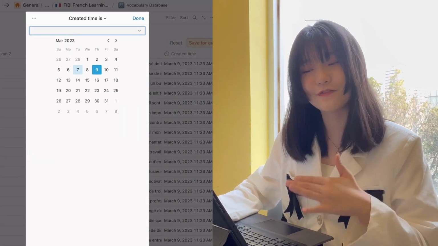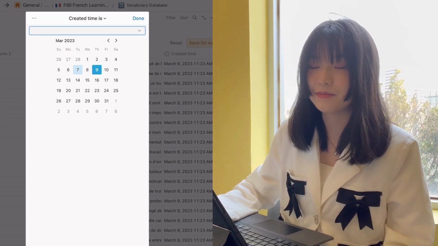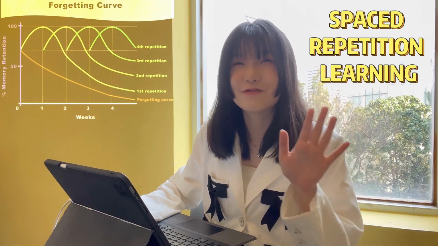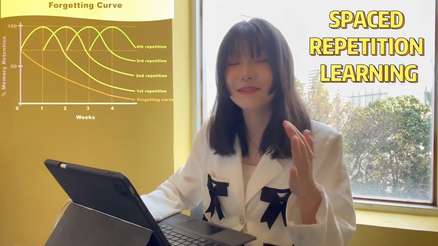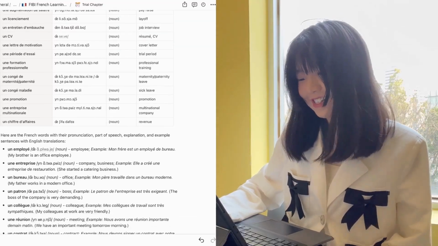I feel like this function is really good for reviewing and reciting vocabulary. Also, you can create fancier things like spaced repetition learning. I believe there are many YouTube videos on this topic. It's basically about creating a plan for you to review these words regularly. As we all know, practice makes perfect.